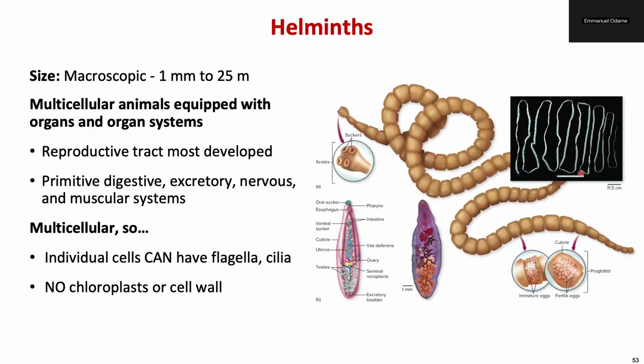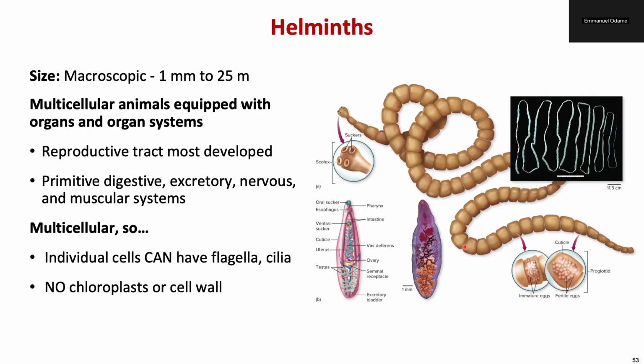So helminths are macroscopic, about 1 millimeter to 25 meters in length. These are multicellular animals which are equipped with organs and organ systems. They have reproductive tracts which are fully developed. They also have a primitive digestive, excretory, nervous system, and muscular system, same as humans. And they are multicellular, made up of individual cells that can have either flagella or cilia. However, they don't have chloroplasts or cell walls.